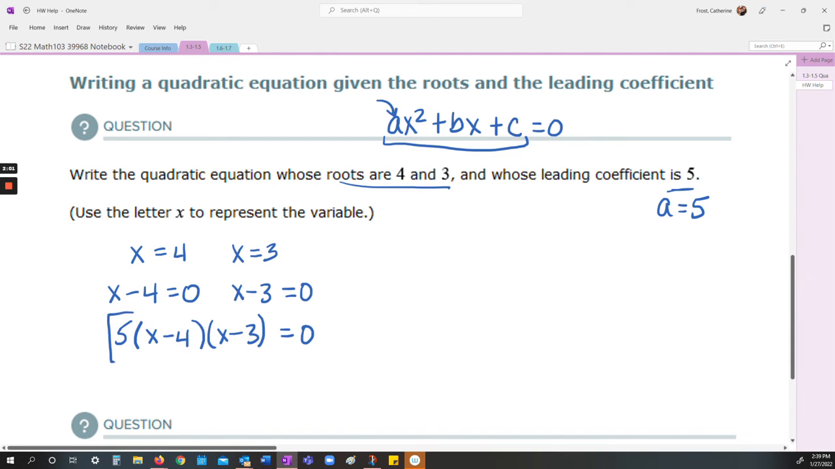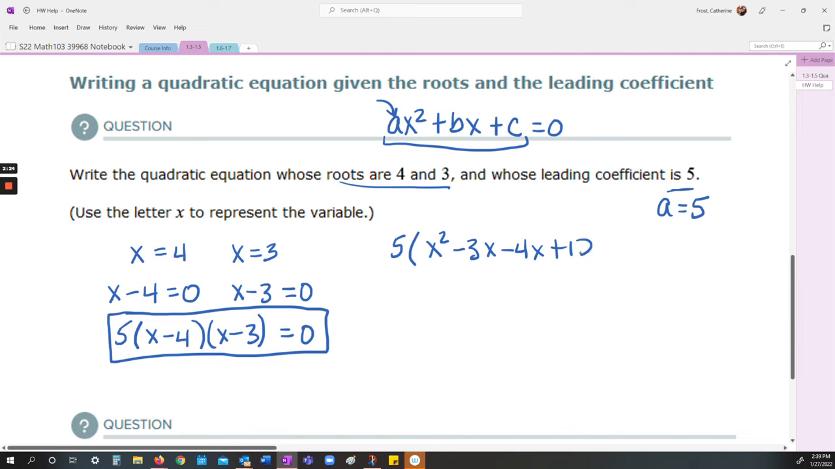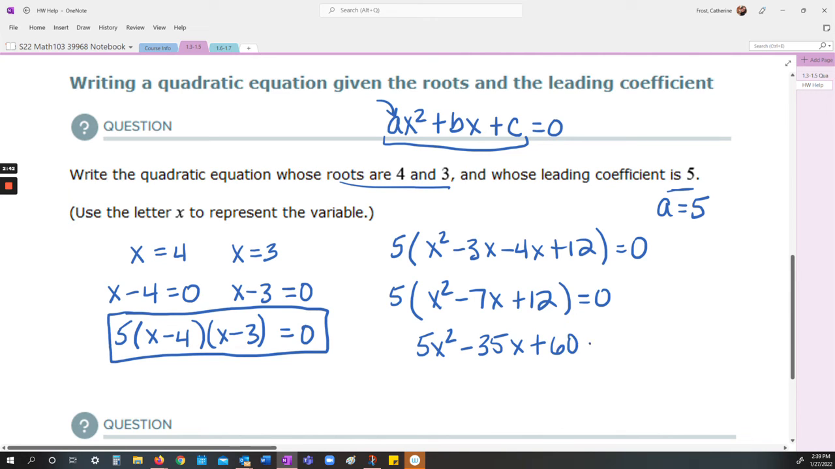I'll go ahead, though, and just multiply all of this out so you can see what it looks like. So I would do the FOIL first and then distribute the 5 through. I'm going to let the 5 hang out, and I'm going to FOIL or distribute twice. So x times x is x squared, negative 3x, negative 4x plus 12. And so then we have 5, x squared minus 7x plus 12 equals 0. So then distributing this 5 through, we get 5x squared minus 35x plus 60 equals 0.